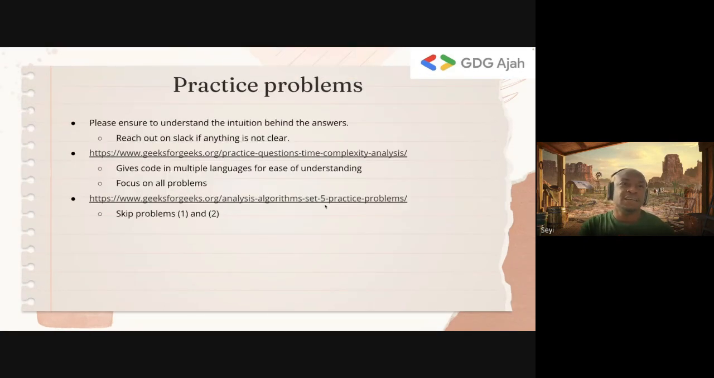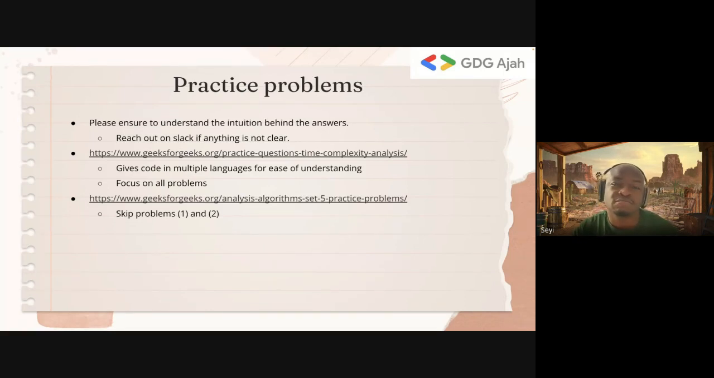So I put some practice problems here for you to go through. But please, make sure you understand the intuition behind the answers. It's very important. It's better to understand the intuition right now, because it's what helps you understand more. If you don't understand something, reach out on Slack and make sure you really get it.